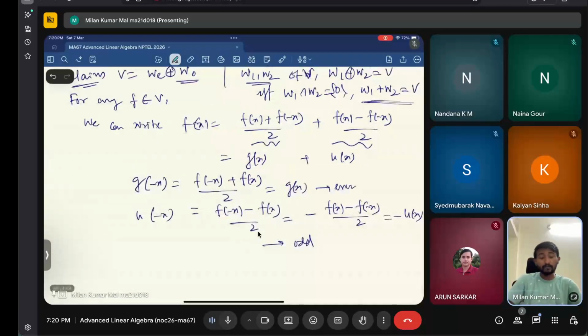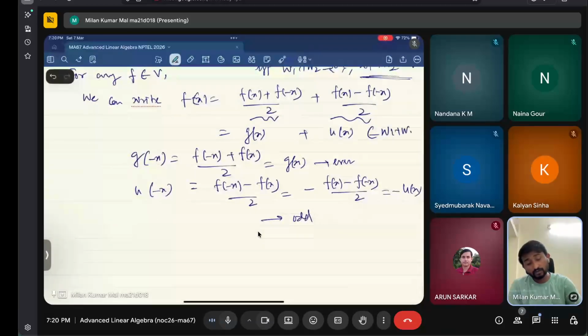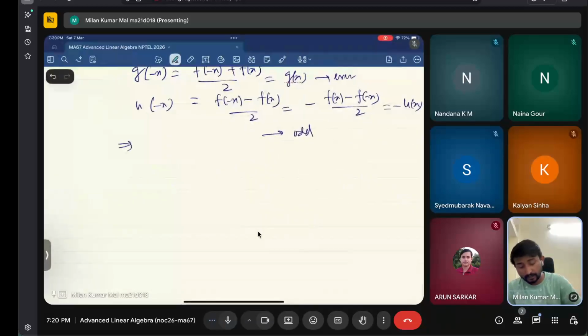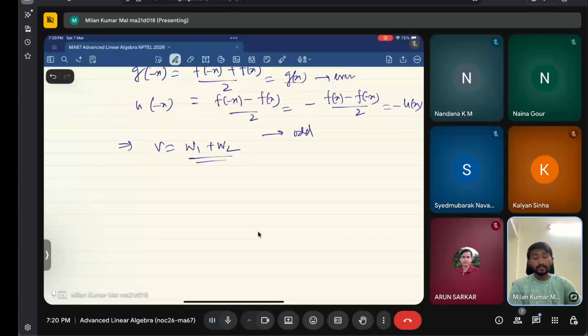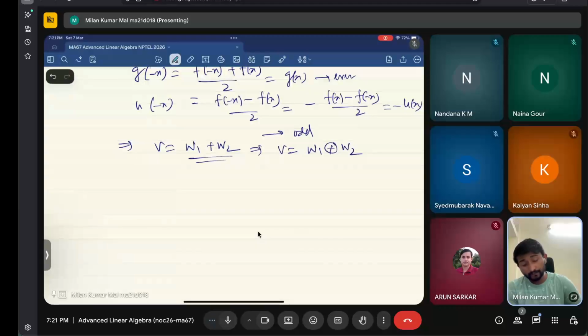So that's why this is an even function and this is an odd function. So basically what I have been able to prove is that V is contained in W1 + W2. That says V equals W1 + W2, so V is actually W1 direct sum W2. So the fourth option is the correct option.